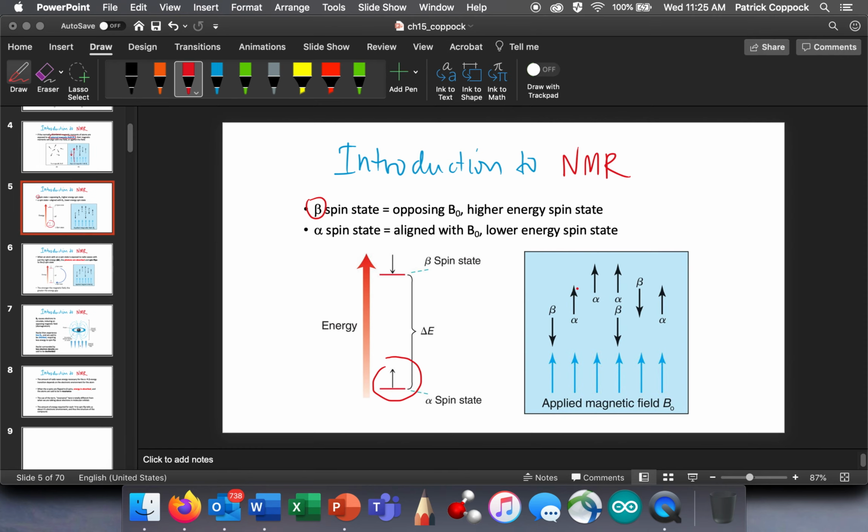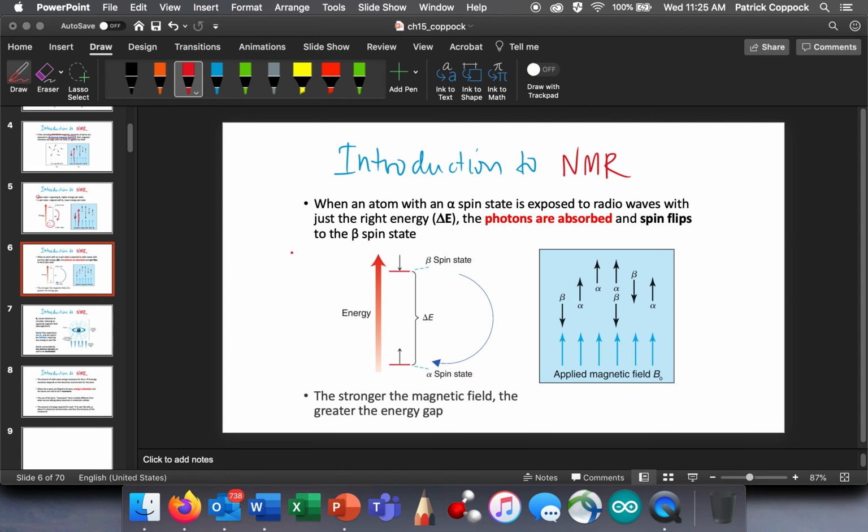So we either have something with the magnetic field, which is a low energy state, or it's against it, which is a high energy state. And that energy difference, by the way, is very characteristic of the environment that the nucleus is in. So when an atom with an alpha spin state is exposed to radio waves with just the right energy, the photon is absorbed, and I think this arrow is supposed to be backwards. Sorry about that. The photon is absorbed, right? When we put this in a magnetic field, just the right energy is absorbed, and the spin flips to the beta state. The stronger the magnetic field, the greater the energy gap.